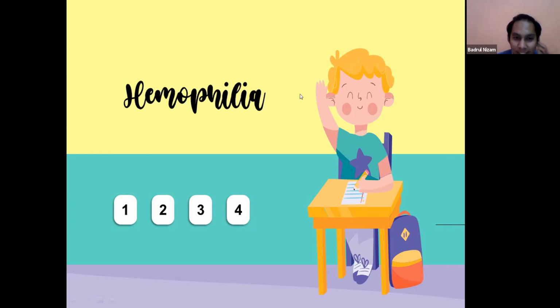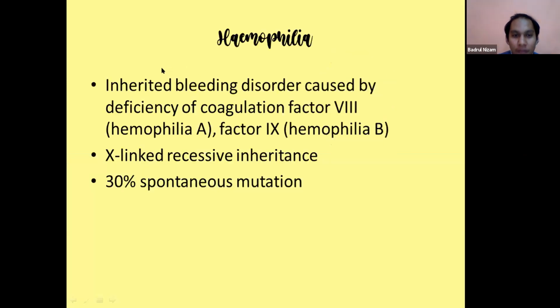Okay, so the next disease is hemophilia. Hemophilia is an inherited bleeding disorder caused by the deficiency of factor 8, hemophilia A, or factor 9, hemophilia B. Actually, there are other types of hemophilia such as hemophilia C, but I will just include hemophilia A and hemophilia B. Hemophilia is an X-linked recessive inheritance, so it mainly affects the male gender, the boys. Some patients develop hemophilia because of spontaneous mutation.